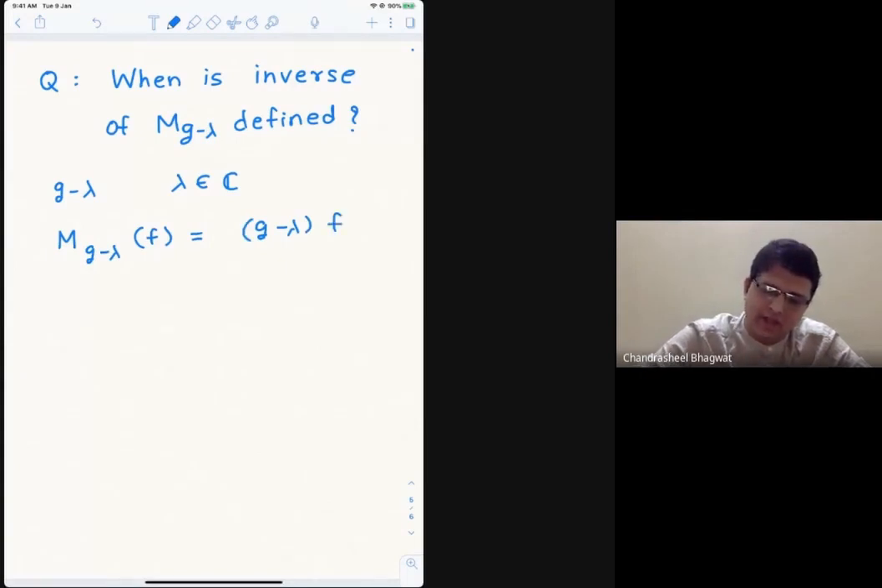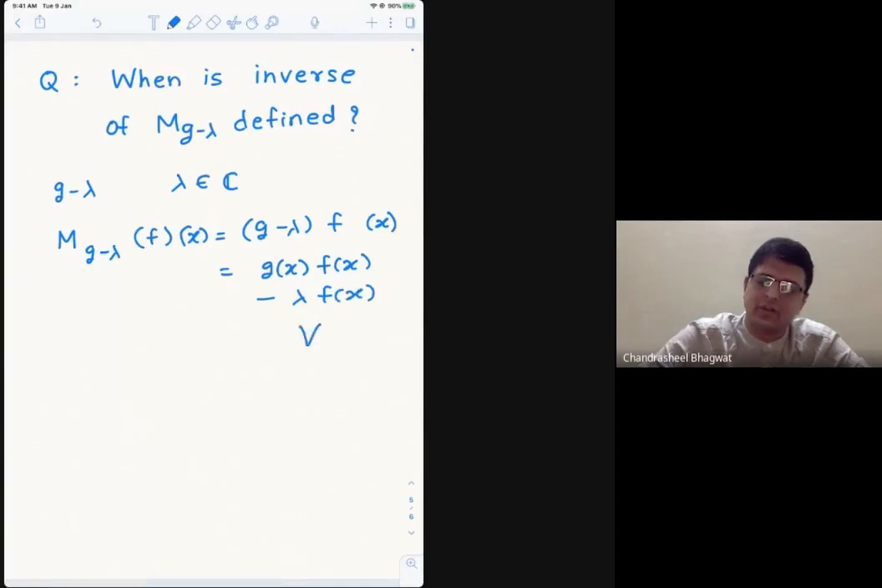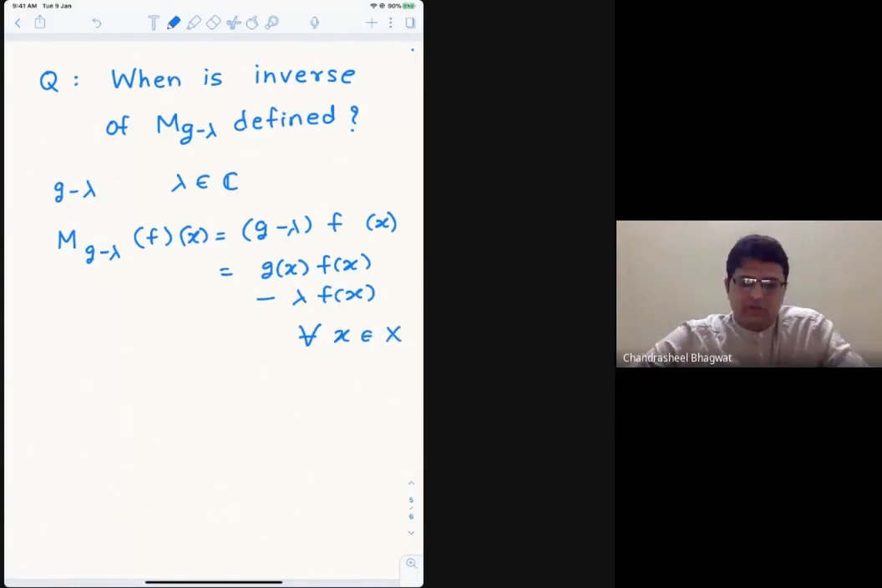So that means at a point x, this is going to be just g(x) f(x) minus lambda f(x). That's it. So this is a symbol for all. I'm going to just use it and say for all. So for every complex number lambda, you define this, and then the question is, when does this have an inverse?